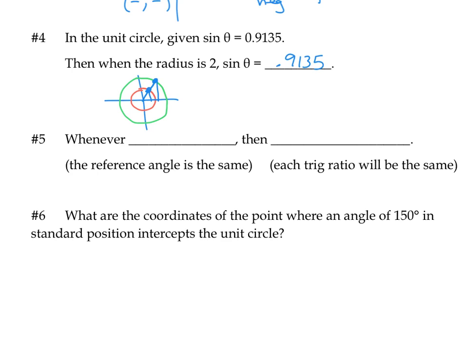Similarly, in this next question, whenever the reference angle is the same, each trig ratio will be the same. It doesn't matter what quadrant we're in. If we have a reference angle of 30 degrees in quadrant 1, 2, 3, or 4, the trig ratio will be the same.